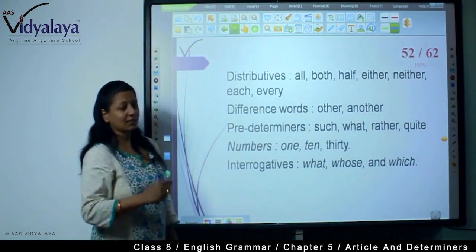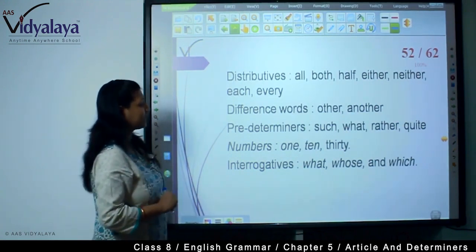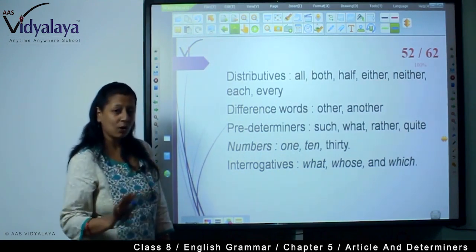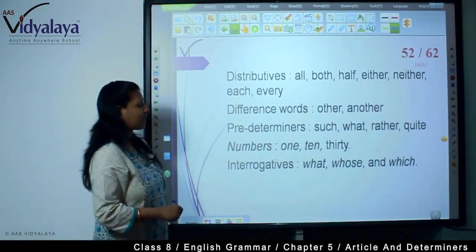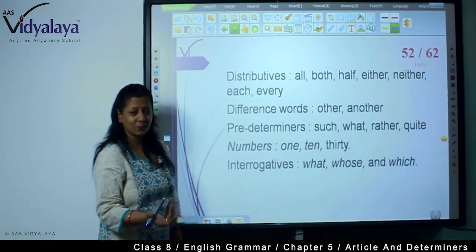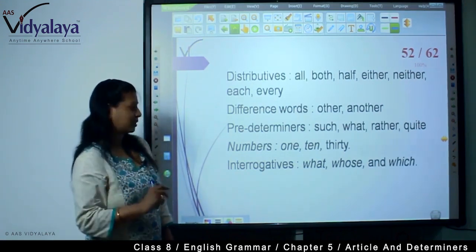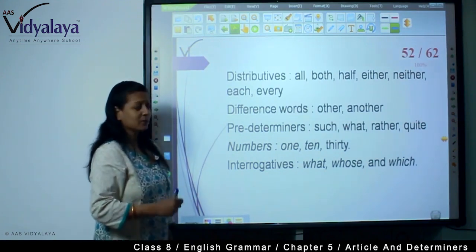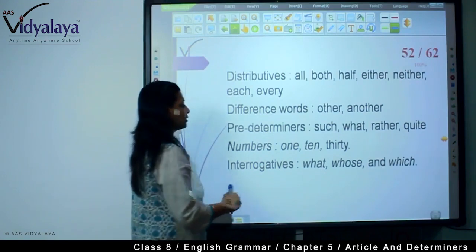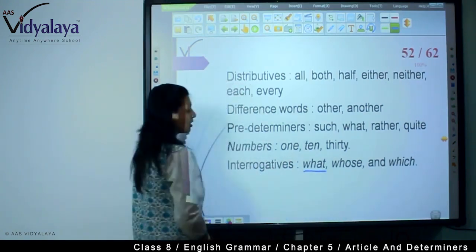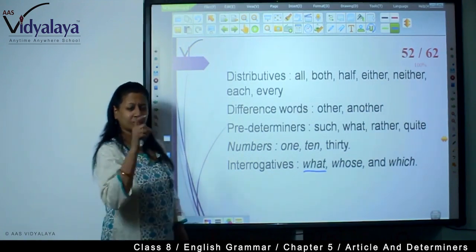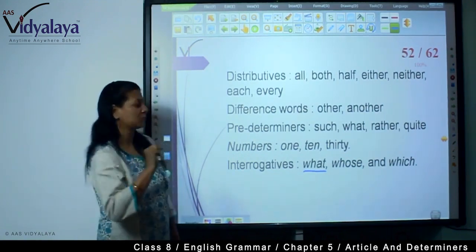Now different words, other, another. Predeterminers, such, what, rather, quite. These are all modifying nouns. Now numbers, one ball, two balls, 10 articles, 30 people. In this way you are seeing nouns everywhere. Interrogatives, what, whose and which. These are all your determiners because we are modifying nouns with them.